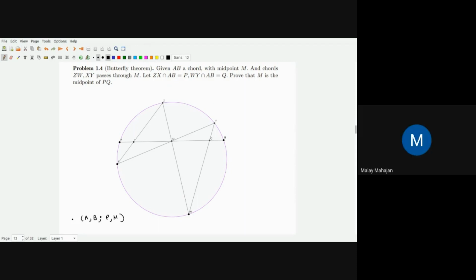Shadow. We can consider projection and shadow. Which shadow? Wait, Pranav, Malay, can you guys repeat? I didn't hear that clearly.